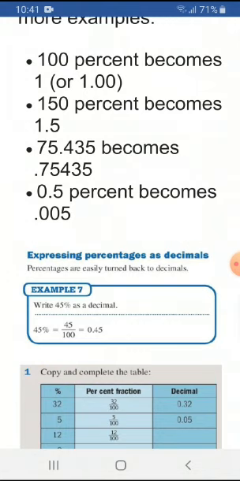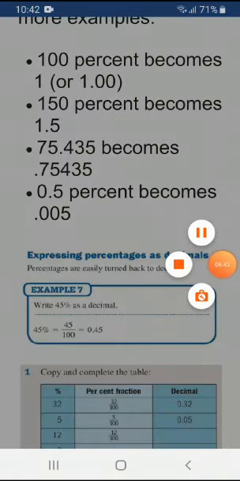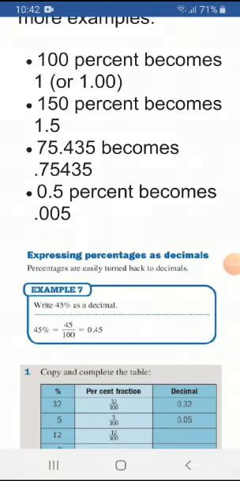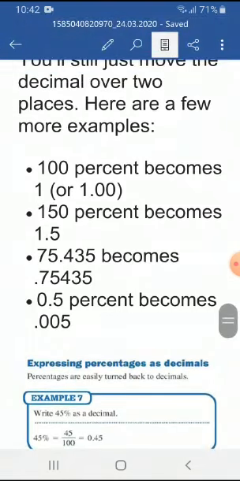You have an example here expressing percentages as decimals. Example 7 says you have to write 45% as a decimal. It has used the first method, which is to divide by 100. So 45%, here first written as a fraction, which is 45 over 100, and then 45 over 100 as a decimal would be 0.45. You can use whatever method you want. I just want you to understand it. It doesn't matter which method you use. It just has to be correct.